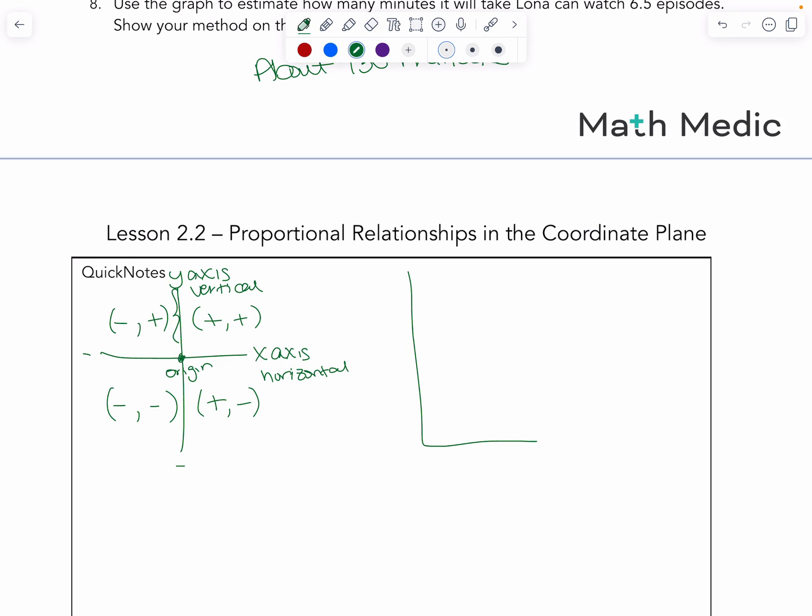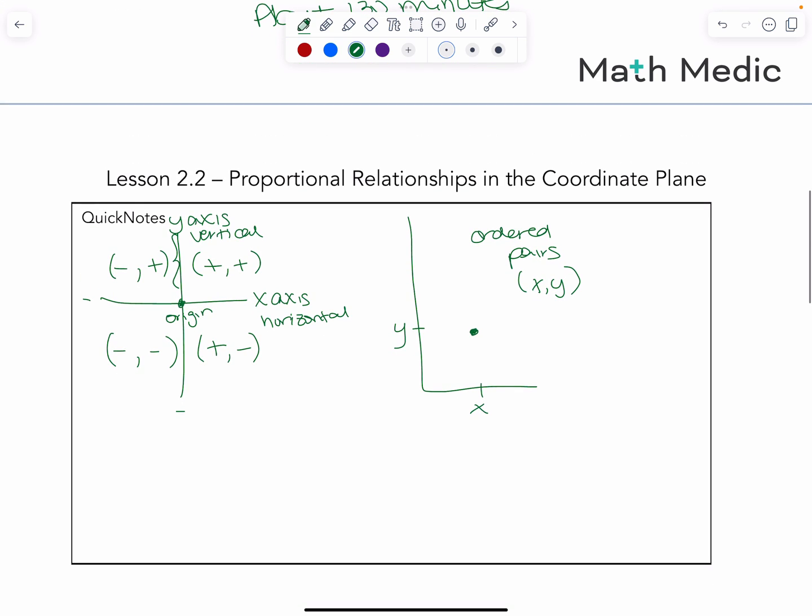Ordered pairs are x, comma, y. And so if I have x here and I have y here, then that is my coordinate point. And we use labels on the axis to interpret. So we label our axis.